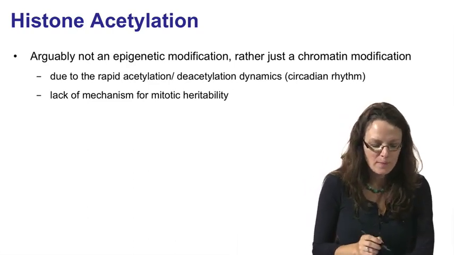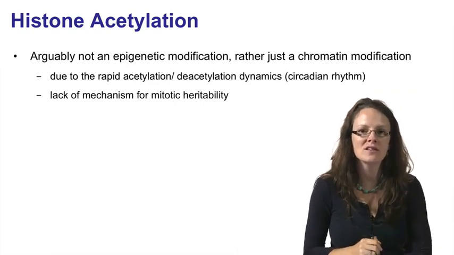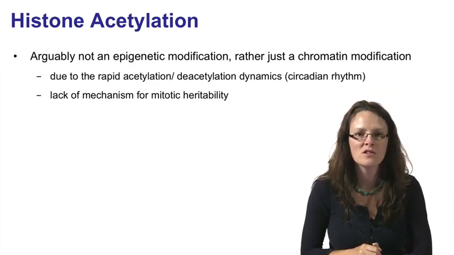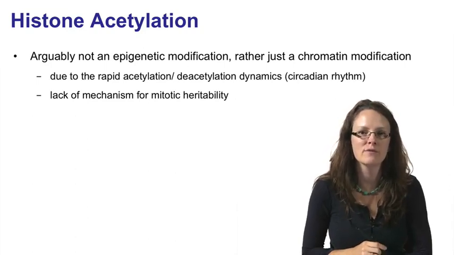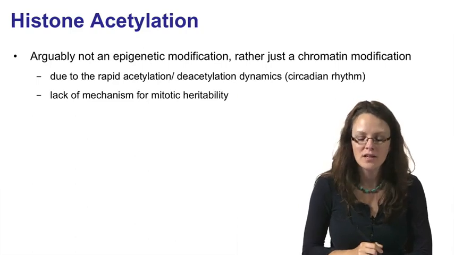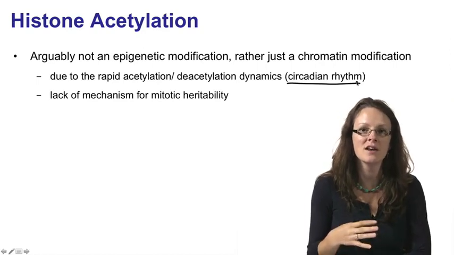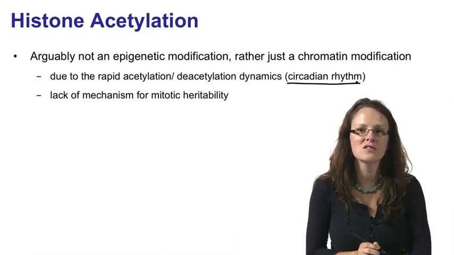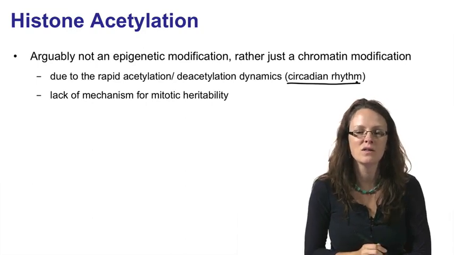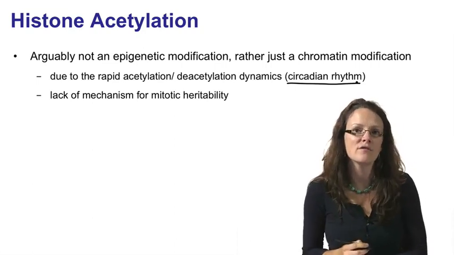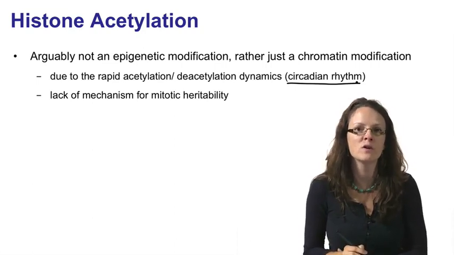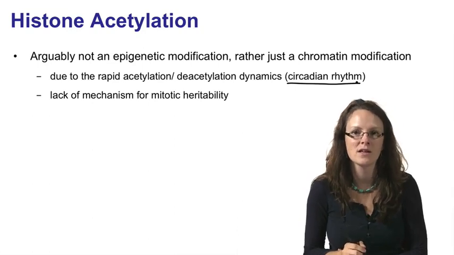And this is because there's a very rapid dynamics of histone acetylation and deacetylation, so much so that it can occur within the one cell cycle and therefore isn't passed over from the parent cell to the progeny. In fact, we know that if you look at histone acetylation during a circadian rhythm, so that's our day-night cycle, histone acetylation changes with the circadian rhythm rather than necessarily being mitotically heritable. We also don't know of any mechanism by which acetylation would be copied from the parent to the daughter strand, so from the parent nucleosome to the daughter nucleosome.